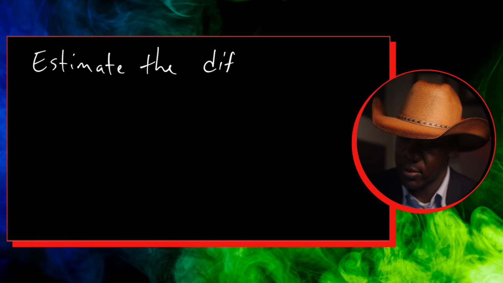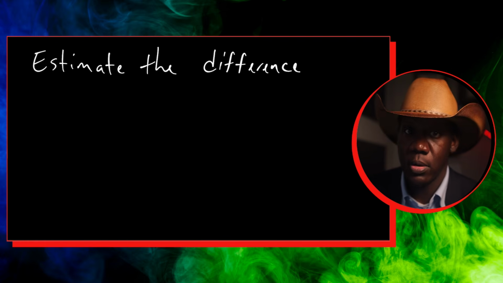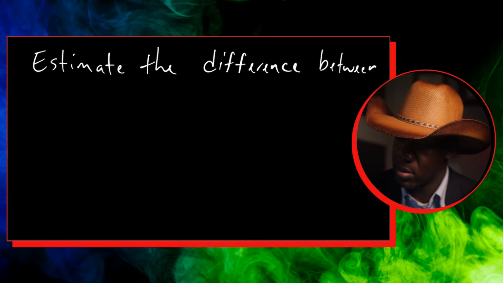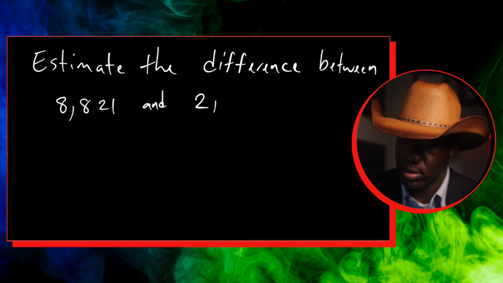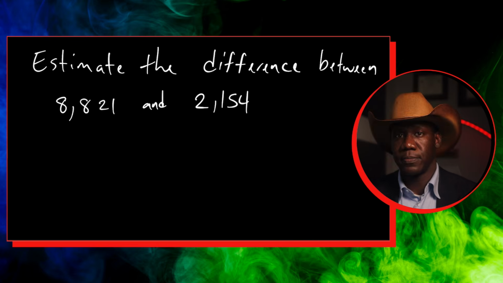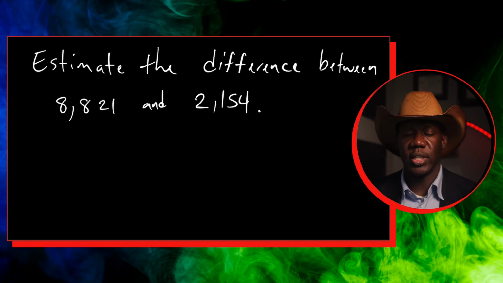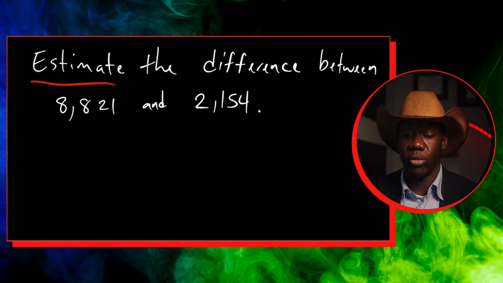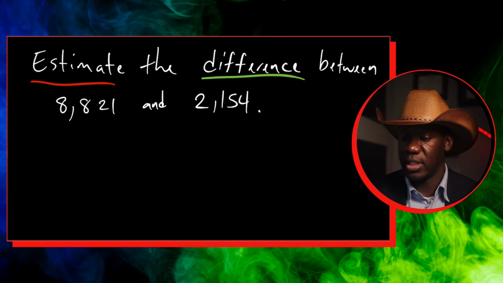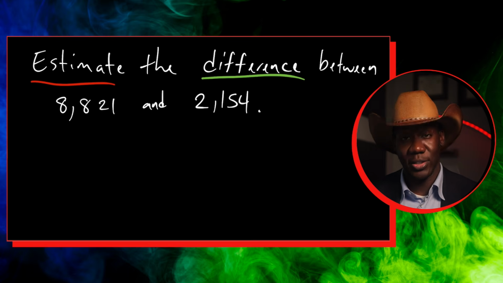For this one, we're going to estimate the difference between 8,821 and 2,154. What are our key words within this problem? The first one I see, estimate, lets me know we're estimating, or we're going to round. And then the next word that I see is difference. That lets me know that I'm going to be subtracting.